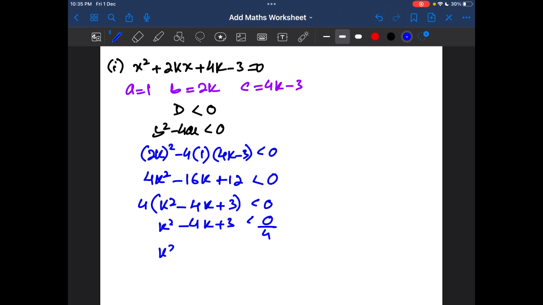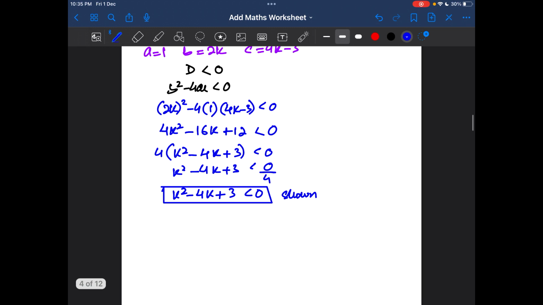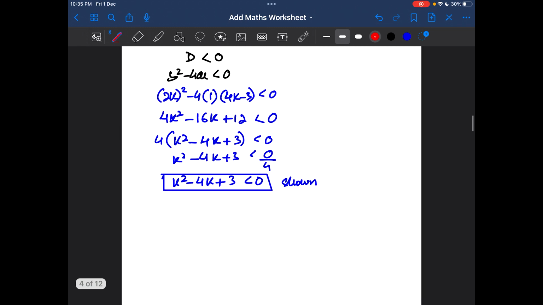So it becomes k square minus 4k plus 3 is less than 0. This is what we have shown. Now they are asking to solve the inequality like this. You have to solve this inequality. Now this inequality is basically in terms of k over here. This is the same inequality which we have proved in the previous part A.